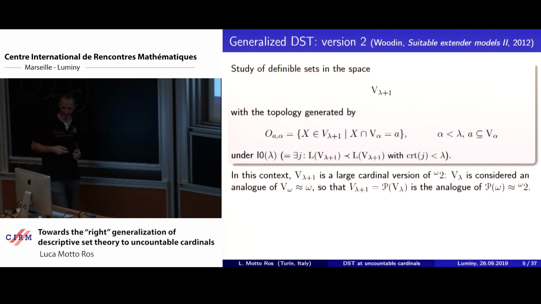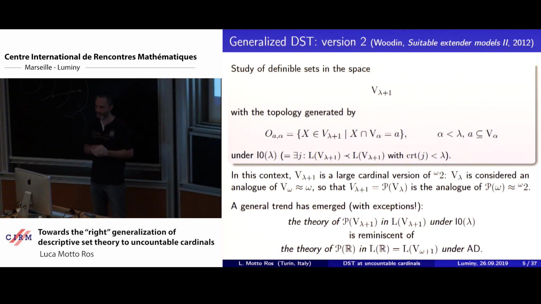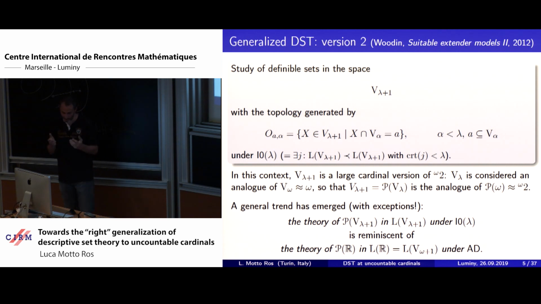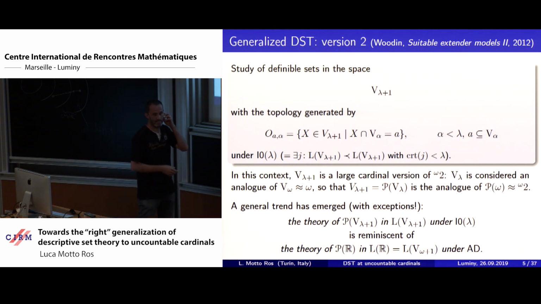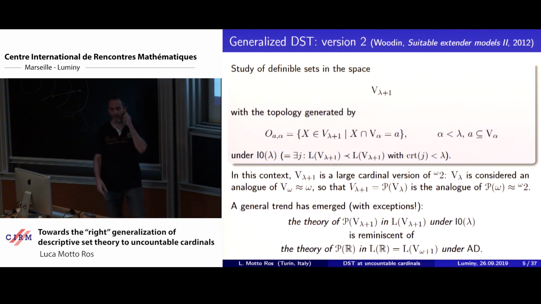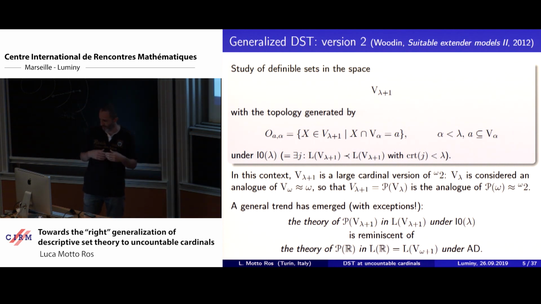I'm just going forward. Okay, of course, even the theory, again, is very, very rich with many, many beautiful results. I'm not an expert, but as far as I understood, the point is that the theory that you get for definable sets of this generalized situation under I0 lambda is somehow close to or reminiscent of the theory of L of R under AD. Well, with the exception, of course, it's not the same thing, there are exceptions, but many things go on in a similar or parallel way.